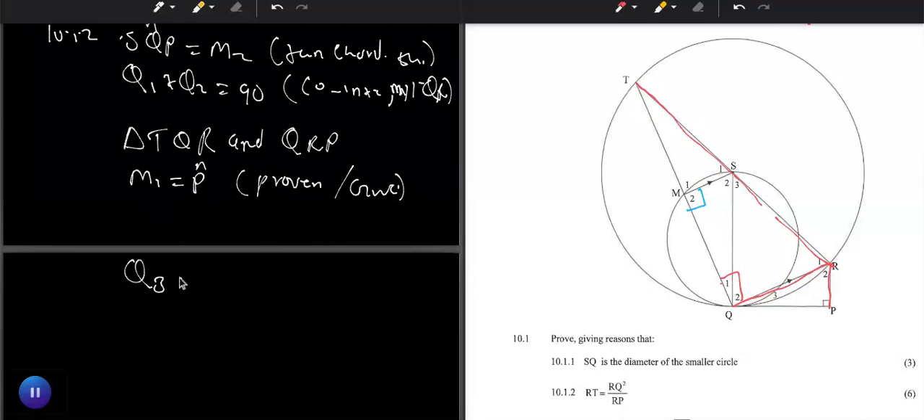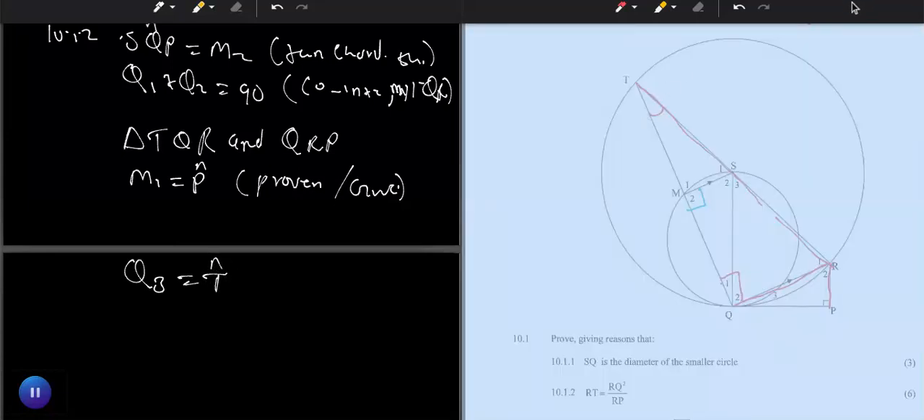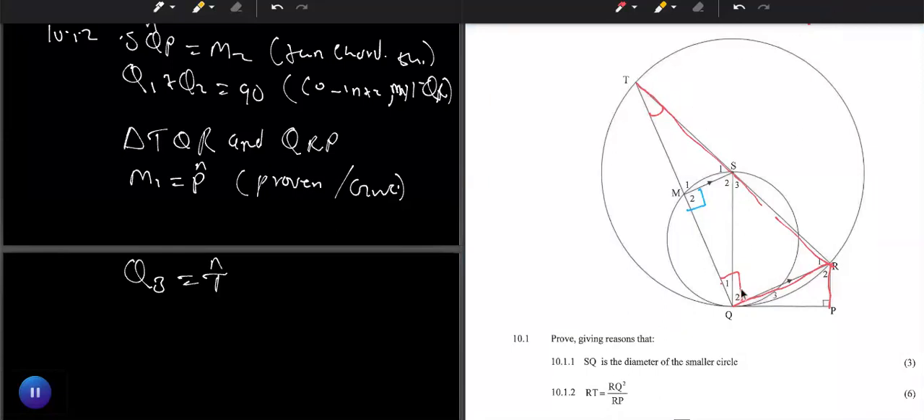Q3 is the same as your angle T. Okay, how did you see that? If you see over here, the angle over here is the same as this one. Let's check in the bigger side. You see the triangle inside this bigger circle. So this angle right here is the same as this one. What's the reason for that? This one is the tan-chord theorem. Tan-chord theorem.